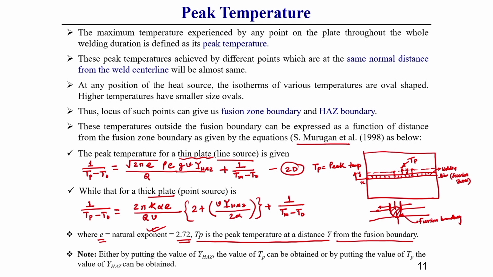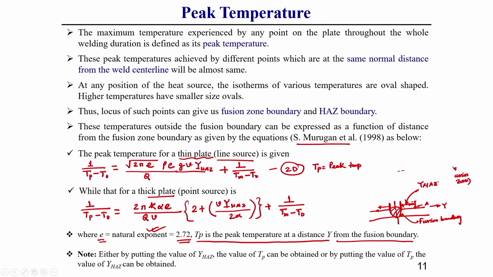From this fusion boundary, let us consider this is your y axis and the welding direction is the x axis. At this point, let us say point A, you want to find out the peak temperature. The distance from the fusion boundary to this point is called Y heat affected zone. Always remember, it is not measured from the center of the weld line; you need to consider the distance from the fusion boundary, which is why I have written Y heat affected zone.